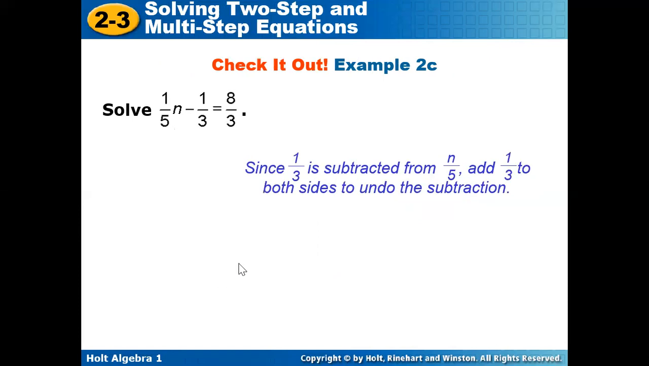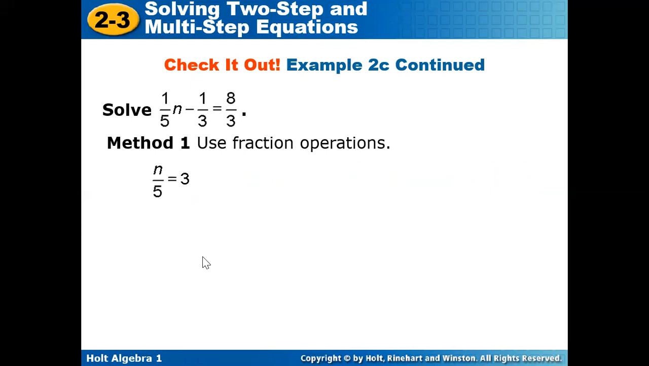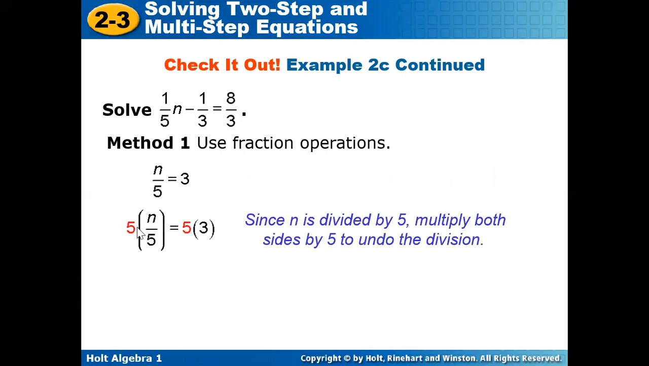We'll do one more because it's fun to work with fractions. All right. We're subtracting 1/3, so we're going to add 1/3 to both sides, giving us 9 over 3. And since in this case we are dividing n by 5, we're going to multiply by 5, right? After we simplify, these 5s cancel out. And there we go.